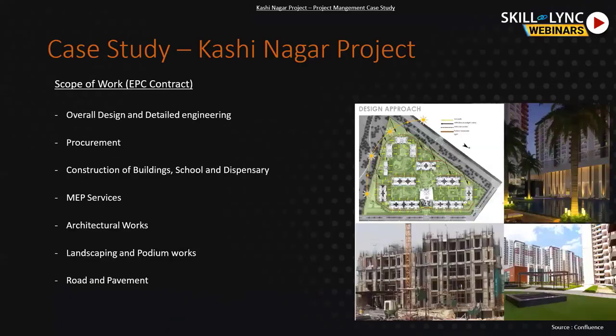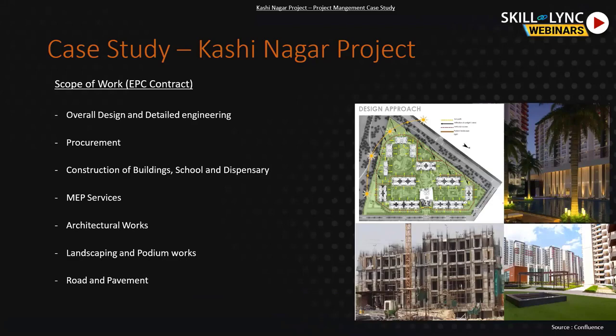Scope of work. Now, the first thing in planning, what we had learned, is to understand the scope, like what we need to do in this project. It's an EPC project, where we need to design, procure, and also construct. So here, the overall design and detailed engineering is in the scope. Procurement is in the scope. Construction of buildings, school, and dispensary is also in our scope. So basically, this entire residential area will have the buildings, with that a school and a dispensary.